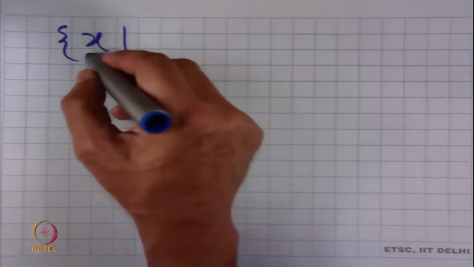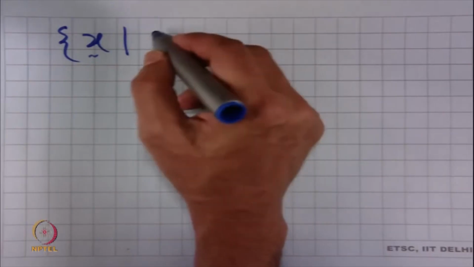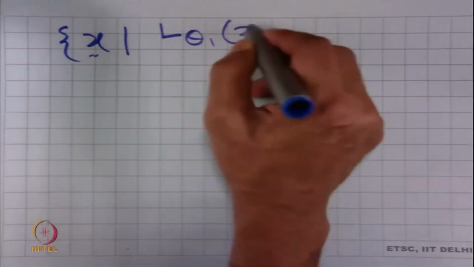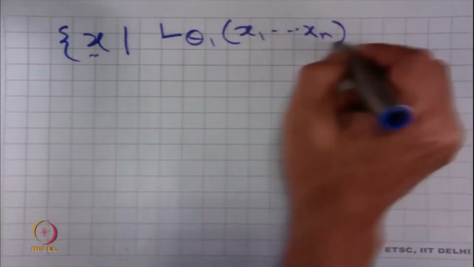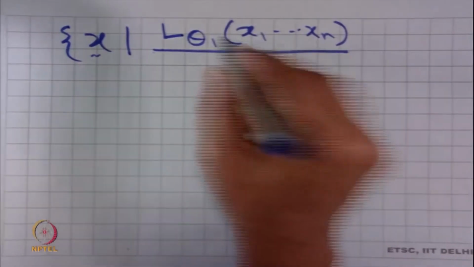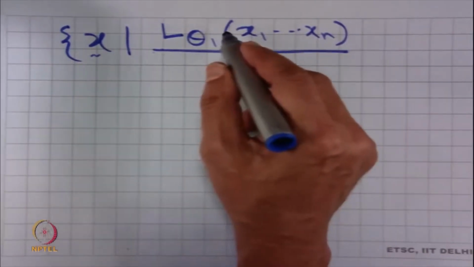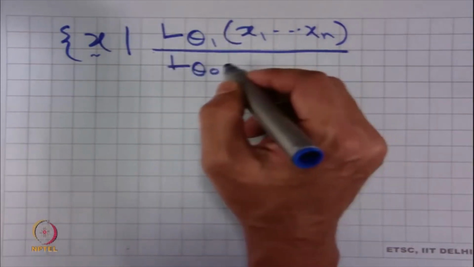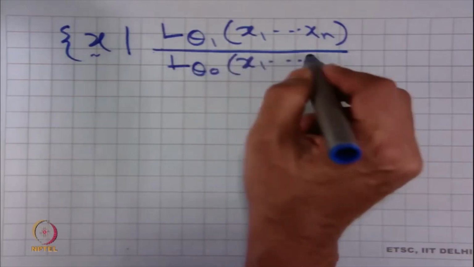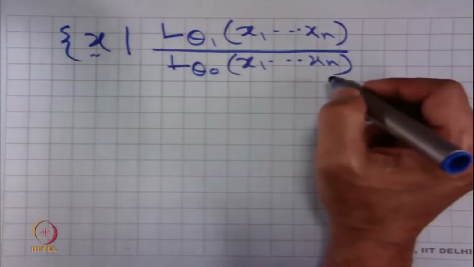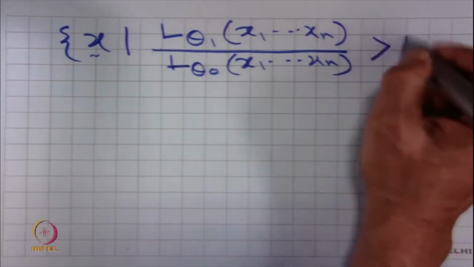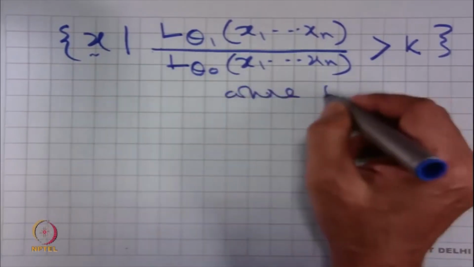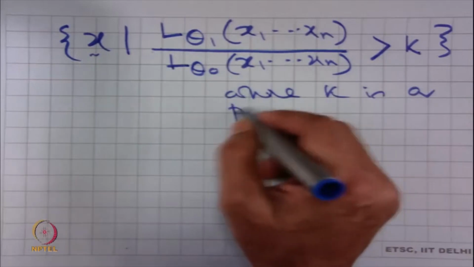It is the set of observations x such that L theta 1 of x 1, x 2, x n, where this is the likelihood function under the alternative hypothesis H 1, upon L theta 0 of x 1, x 2, x n, which is the likelihood function under H naught, has to be greater than k, where k is a positive constant.